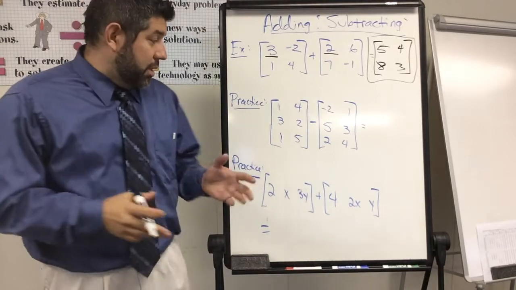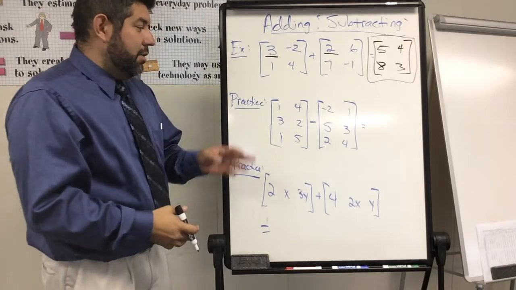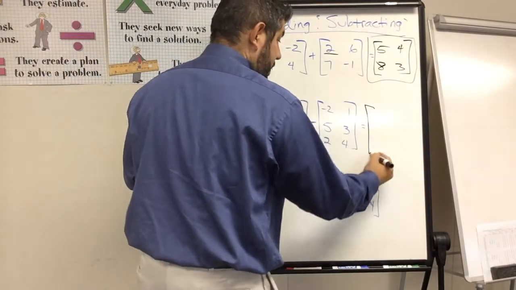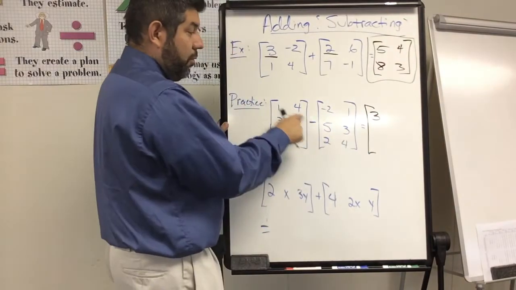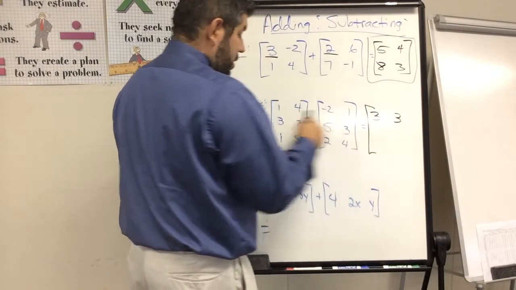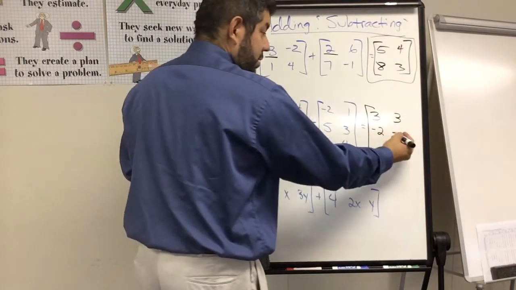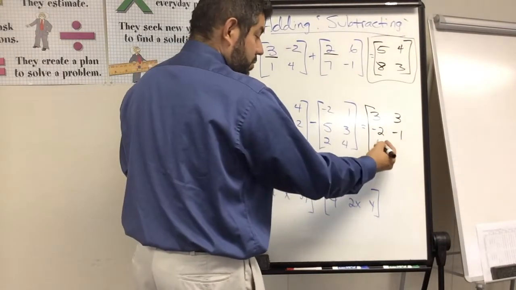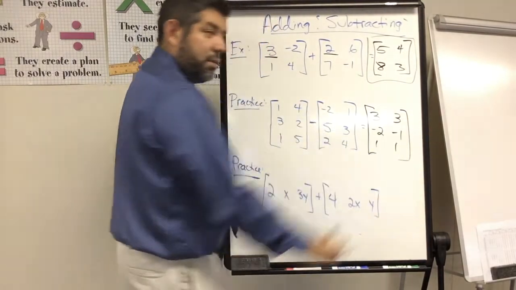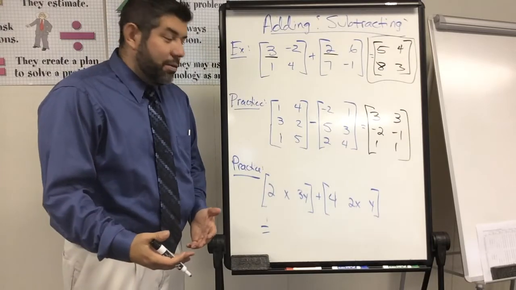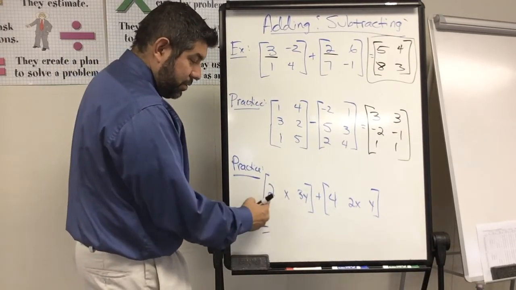Try these 2 practice ones, and then I will put the answer. Let's look at this one. 1 minus -2 is going to be 3. 4 minus 1 is 3. 3 minus 5 is -2. 2 minus 3 is -1. 1 minus 2 is -1. 5 minus 4 is 1. That's all there is to it. Yes, that simple.